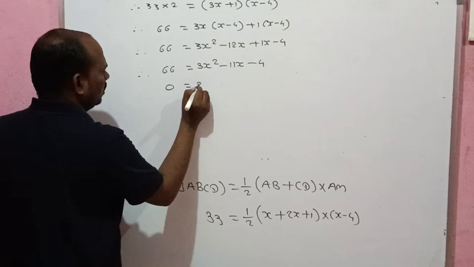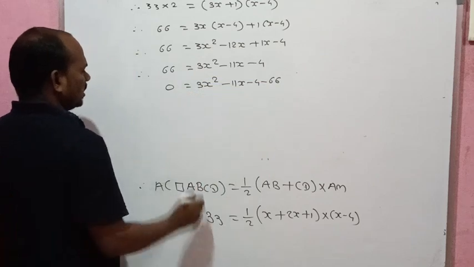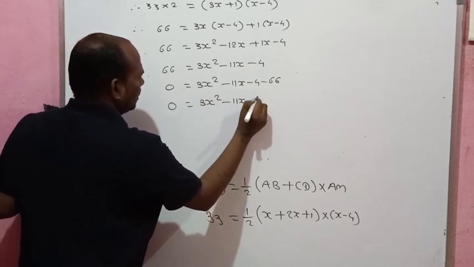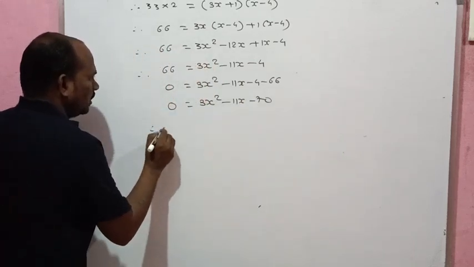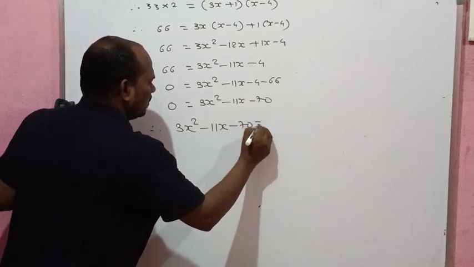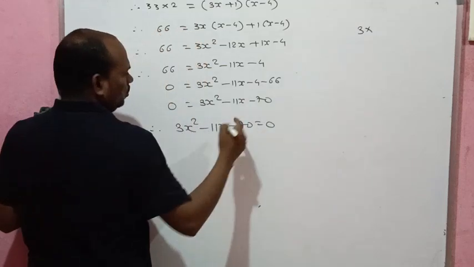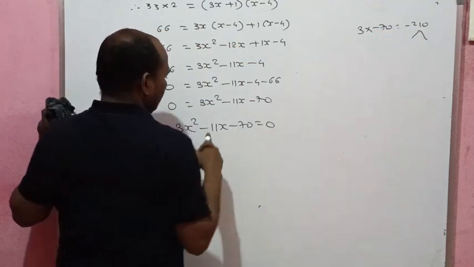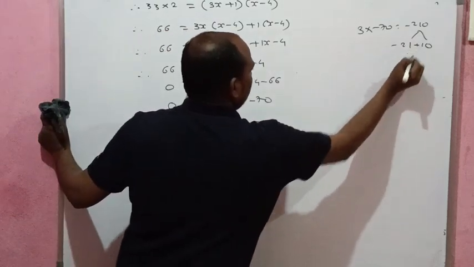Now 0 is equal to 3x square minus 11x minus 4 minus 66. 0 equal to 3x square minus 11x minus 70. Therefore 3x square minus 11x minus 70 equal to 0. Now 3 into minus 70, that is 210. Now the sum will be minus 11. 21 tens are 210, minus and plus.